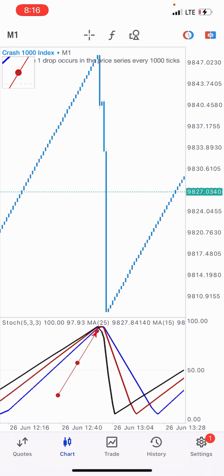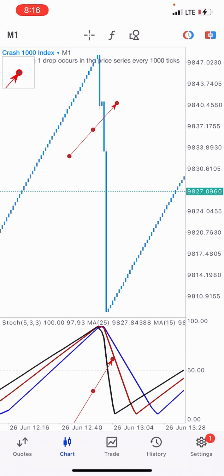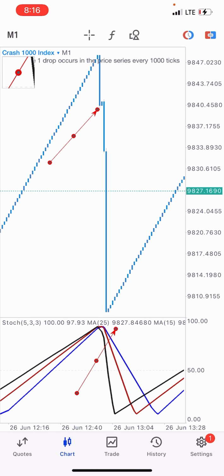You can see all the moving averages gathered here. The black line is pointing to the downside. You can see spikes came. Then you wait for the red and blue line to cross the black line from the upside, pointing down.